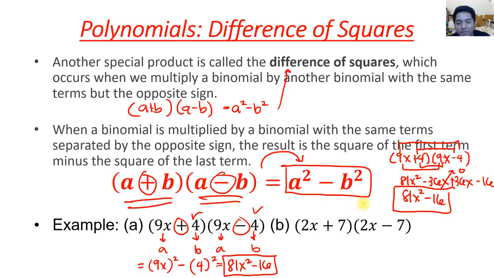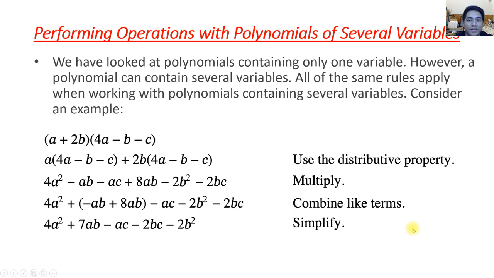So for letter B, we have 2x plus 7 and 2x minus 7. So what are we going to do? First, we square 2x, then minus, we square the 7. So you have 4x squared minus 49 because 7 times 7 is 49. Alright, so that is the difference of squares.